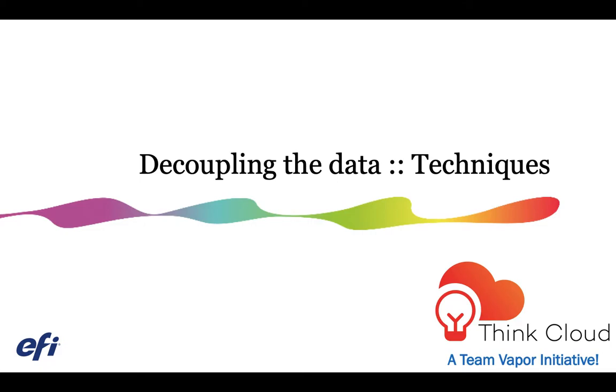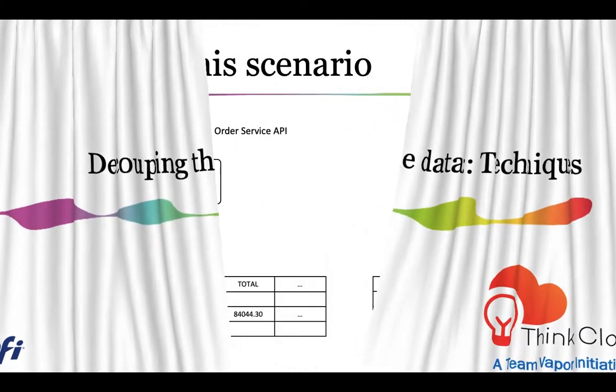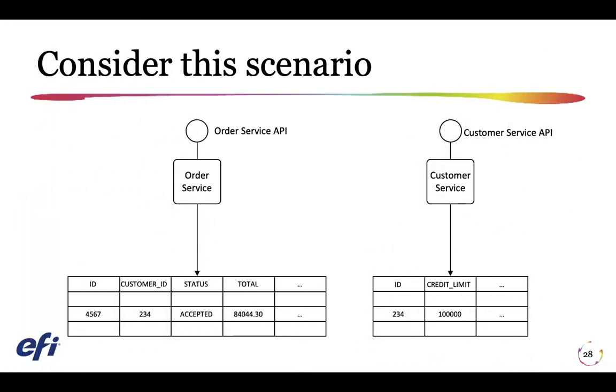Hello, welcome back. In this video, we will talk about techniques involved in decoupling the data. Let's consider a scenario. We have an order service and a customer service. The order service is responsible for catering to orders made by a customer and it has details related to the order. The customer service has information specific to the customer, and one of the information of interest is the credit limit.